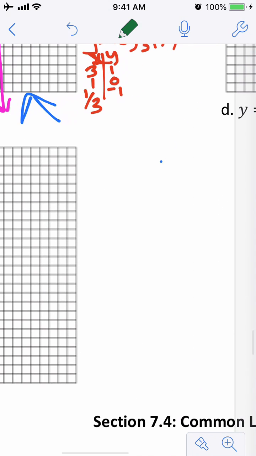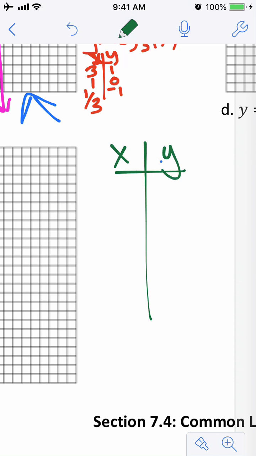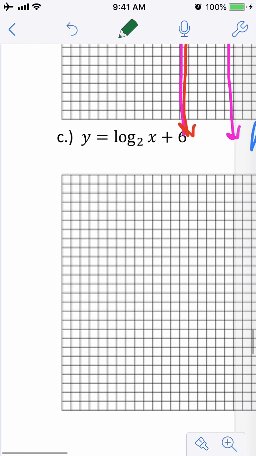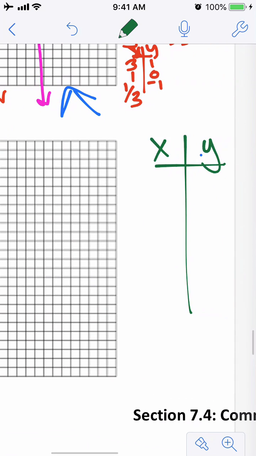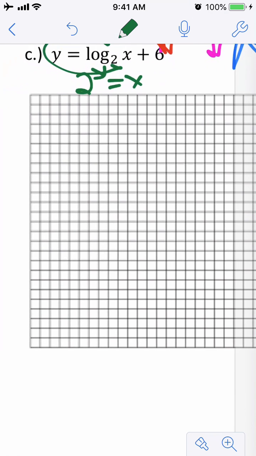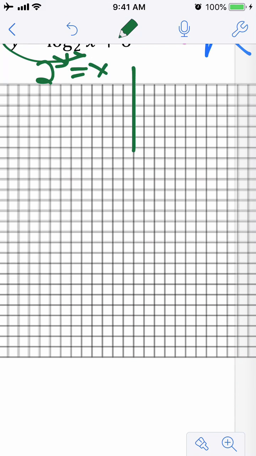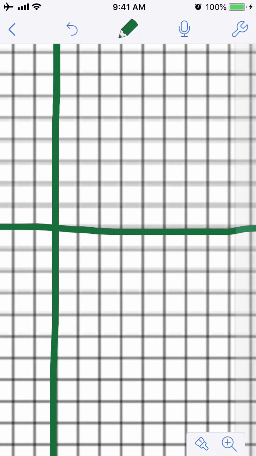So I'm going to use this space here. X and y. The parent function is just log base 2 of x, or 2 to the y equals x, so I'm going to choose 1, 0, and negative 1. That would be 2, 1, and 1/2, right? 2 to the first is 2, 2 to the 0 is 1, and 2 to the negative 1 is 1/2. Alrighty, and I'm going to plot myself some axes. Good enough? Okay. 2, 1 was the first point, 1, 0, 1/2.